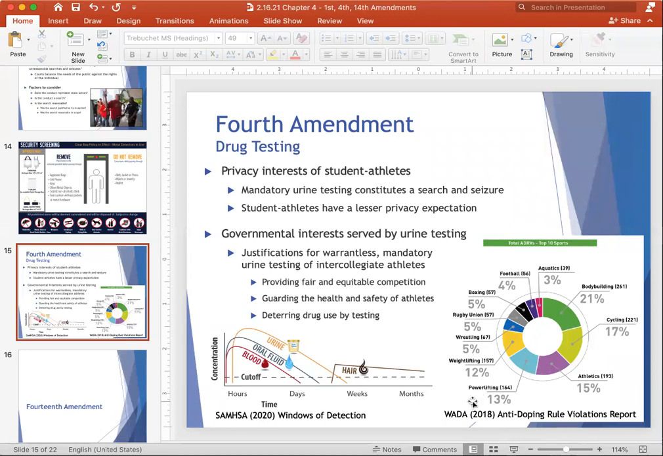And then over here, we're seeing from WADA the sports that have the greatest anti-doping rule violations. So the biggest ones are like bodybuilding, cycling. Athletics are all the running events. Powerlifting, weightlifting is where we're seeing most of the violations.